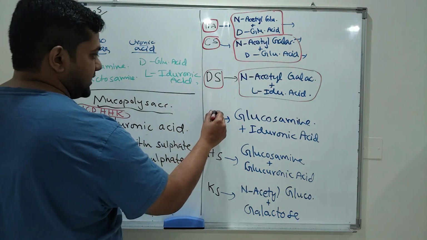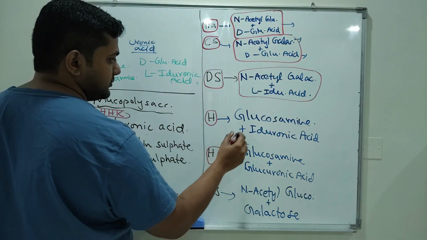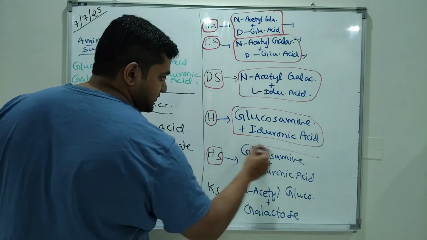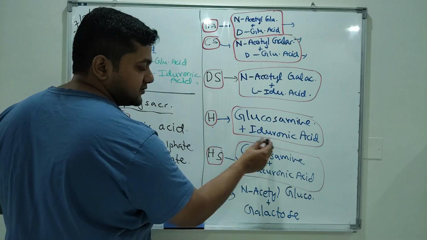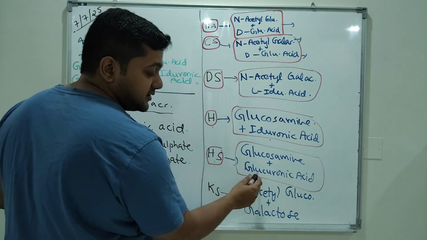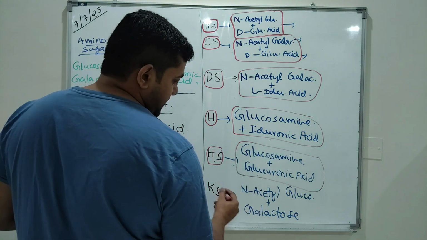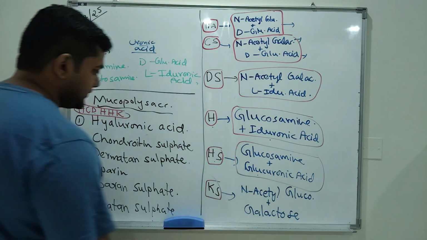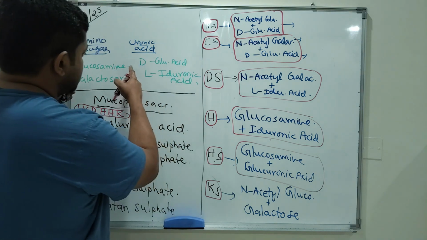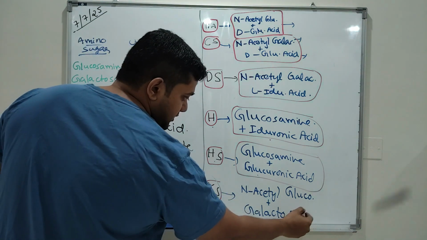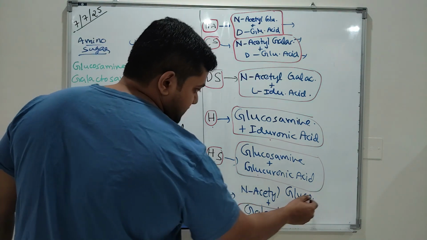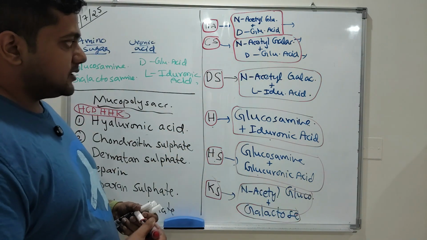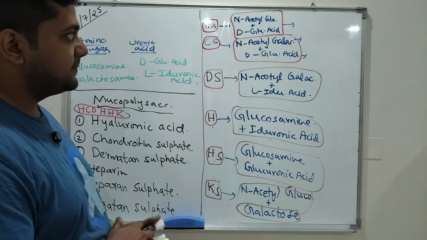Now what next is heparin. Heparin and heparan sulfate are easy to remember. Both have glucosamine, but the attached acid is different, right? Heparin has iduronic acid with it. Heparan sulfate has glucuronic acid with it. So the final molecule is keratan sulfate, and it is easy to remember. You take N-acetyl glucosamine, and together with that you have simply galactose attached. So these are the main mucopolysaccharides present.